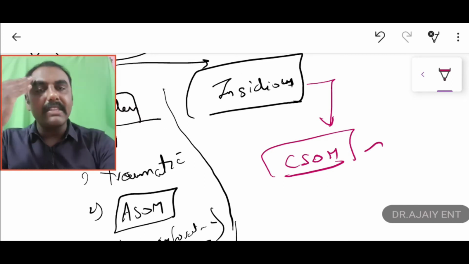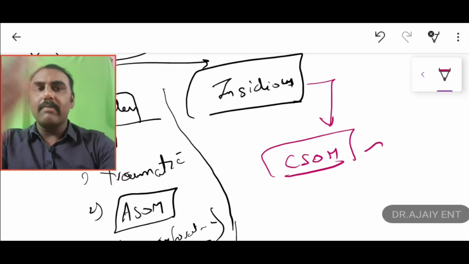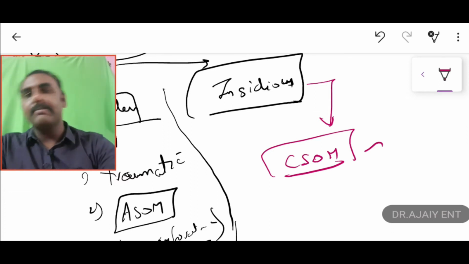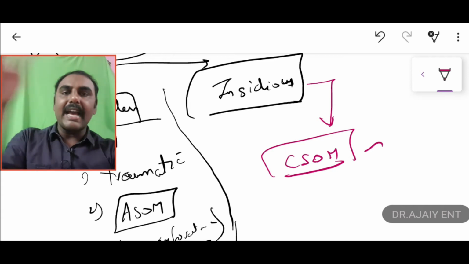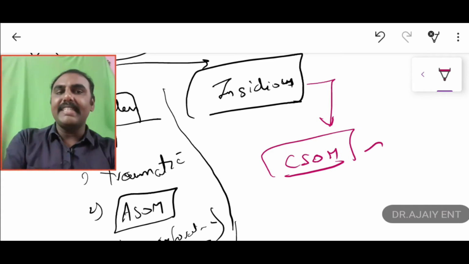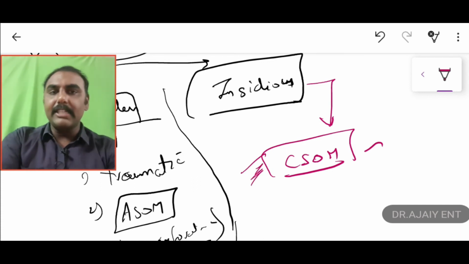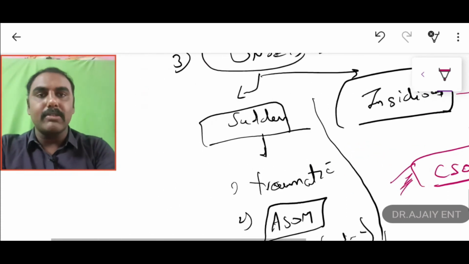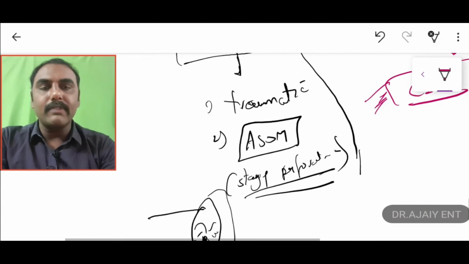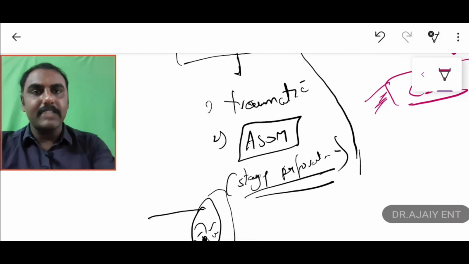If you say that it is sudden in onset, then they will think of ASOM. Obviously it would have started previously, but now it has been gradually increasing. So it is CSOM. CSOM is insidious in onset, sudden onset is ASOM. In your exam, most of the universities will give you a case of CSOM, not ASOM.